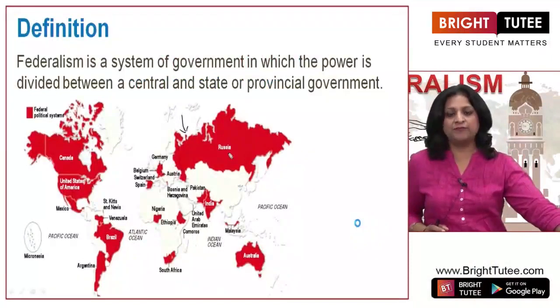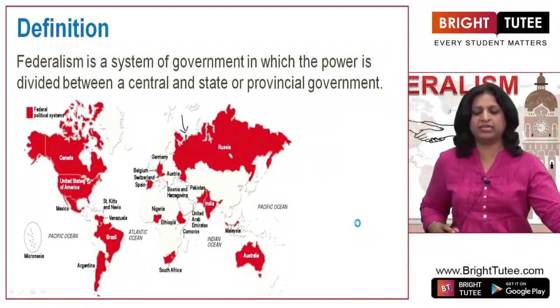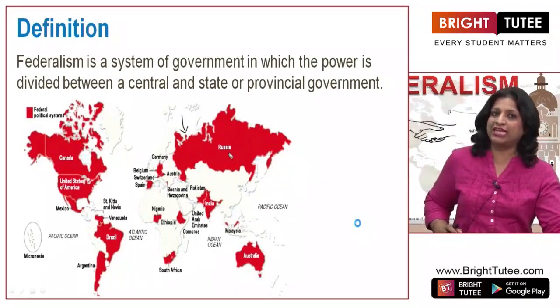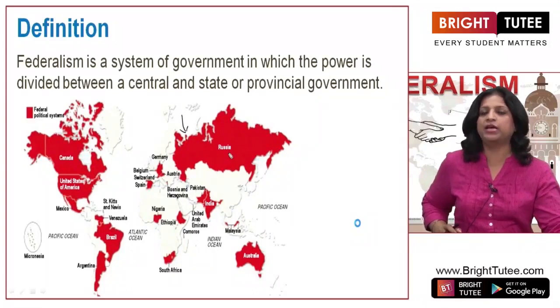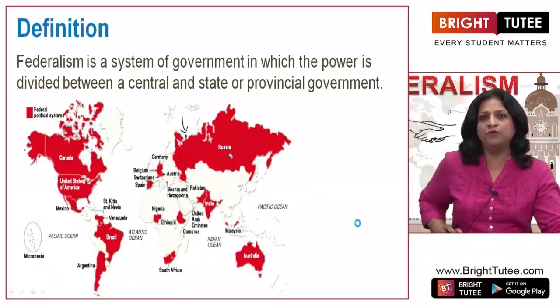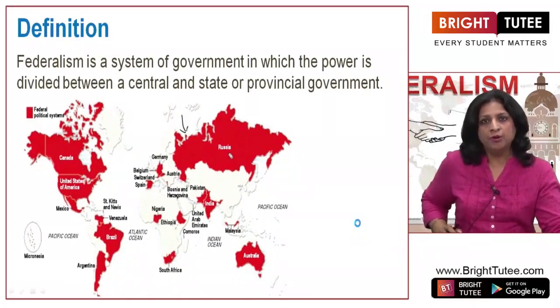As you can see in the map also, federalism is a system of government in which power is divided between a central and state or provincial governments. The state governments are also known as provincial governments. The reason why we have federalism: India is a very vast country, and for administrative convenience we have divided power among different organs, different levels of the government.